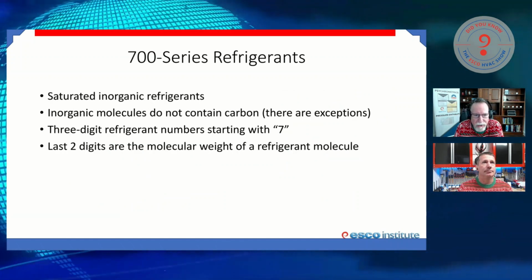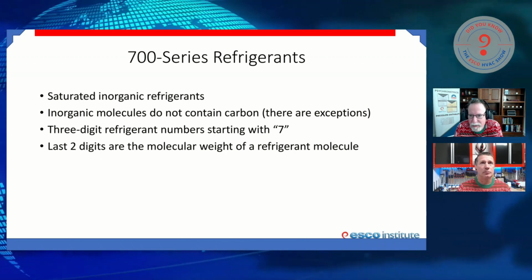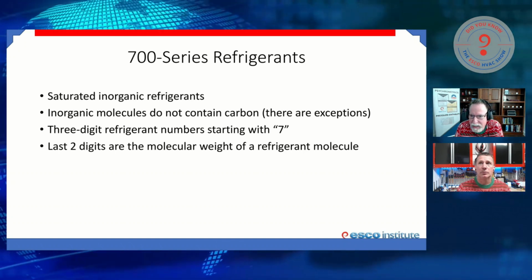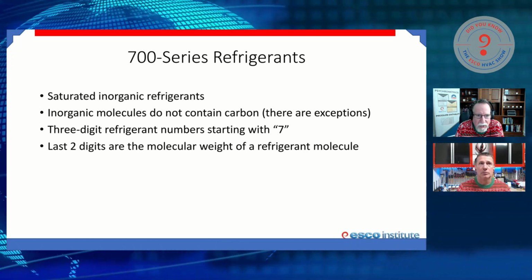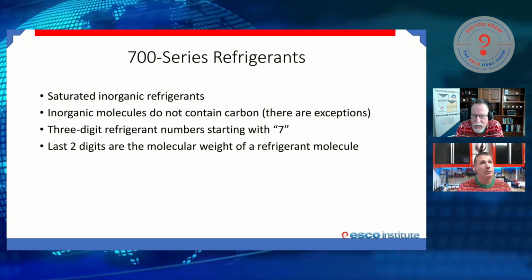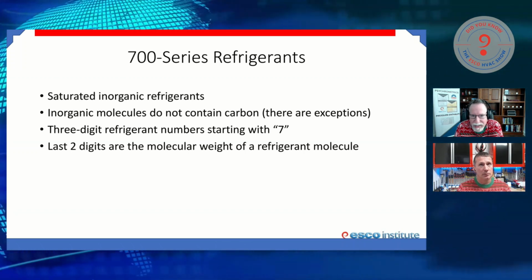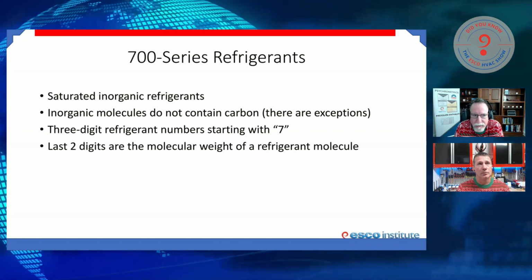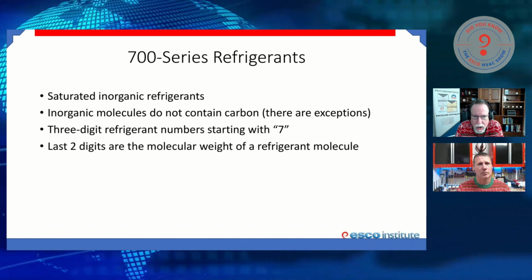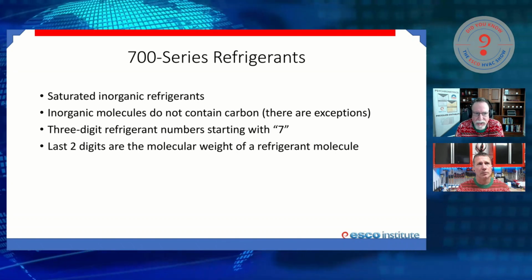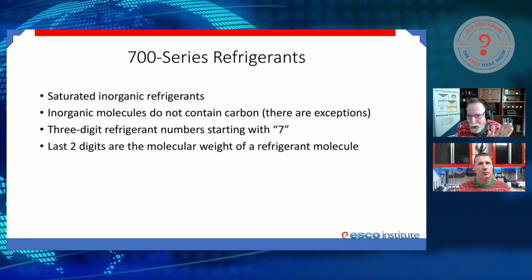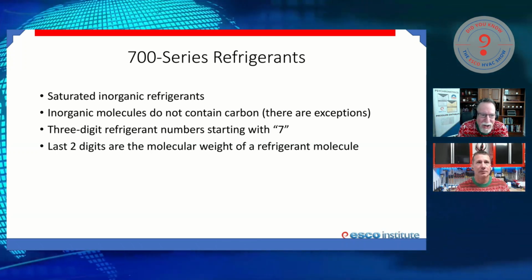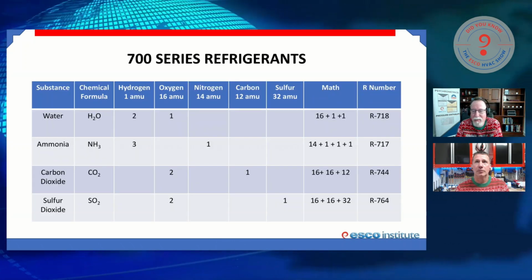700 series refrigerants. The numbering system for this is a little different, but it's really cool. The 700 series are saturated, just like the 600 series, but these are inorganic refrigerants. Inorganic refrigerants do not contain carbon, but there is an exception: carbon dioxide. CO2 is a 700 series refrigerant and is considered inorganic, but it does contain carbon. Here's the neat thing about the 700 series: they start with the number 7, and the next numbers that follow the 7 are the molecular weight of the molecule.